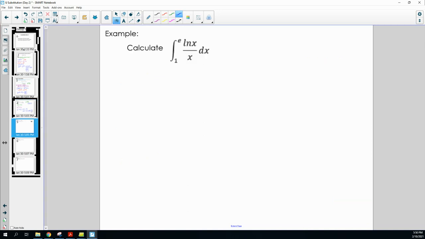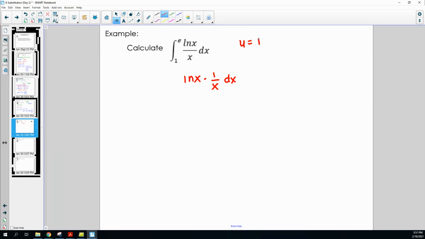Okay, so let's look at this next one. Now it's maybe hard to figure out what the inner function should be and what the outer function is when it's written like that. But we want to see if we see the derivative of something in here. So since I have this x on the bottom, this is going to be the same thing as the ln of x times 1 over x dx, just kind of rewriting that a little bit. And I know that the derivative of ln x is 1 over x.